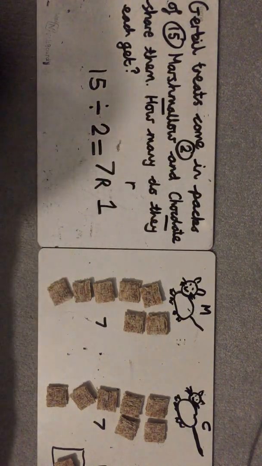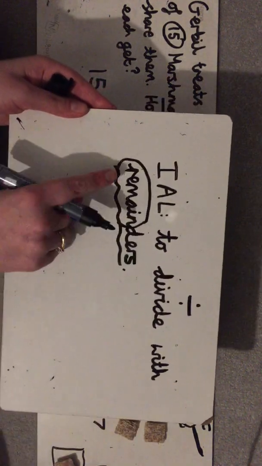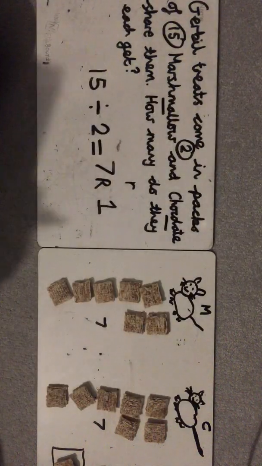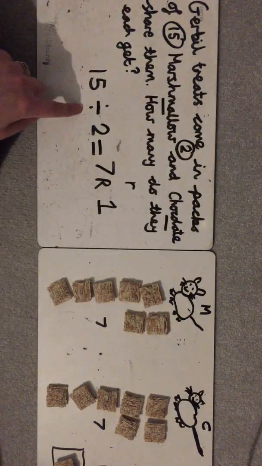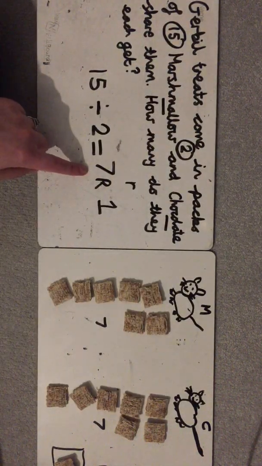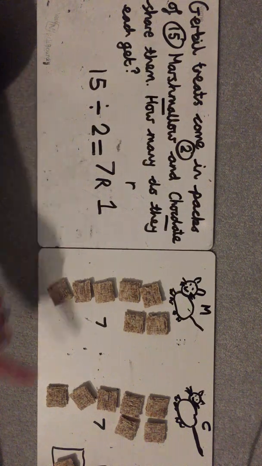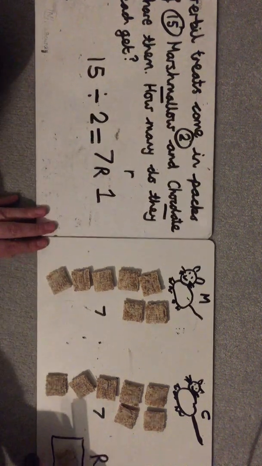So if you remember, remainder here. So we just say the r here to mean remainder. 15 treats shared between 2 gerbils means they get 7 each. Remainder 1. So there's 1 left over. Can you see it in that box?